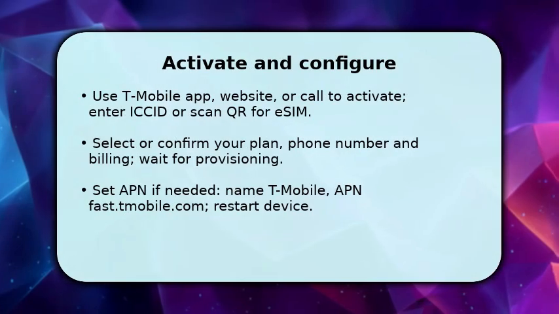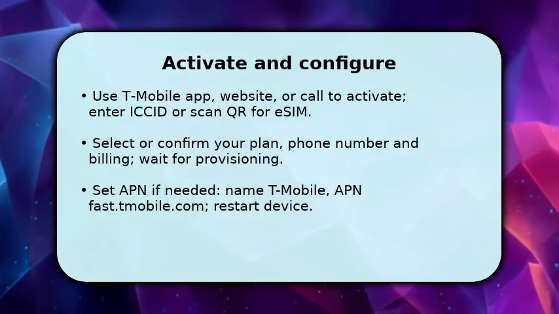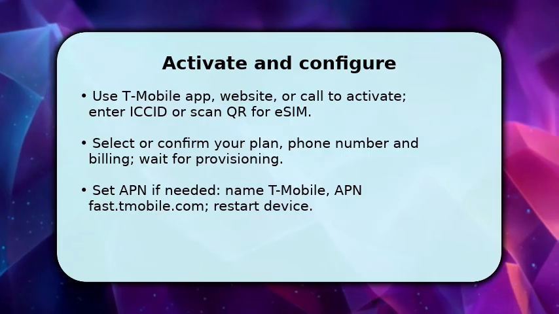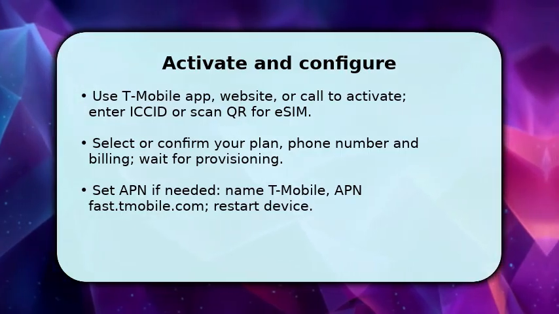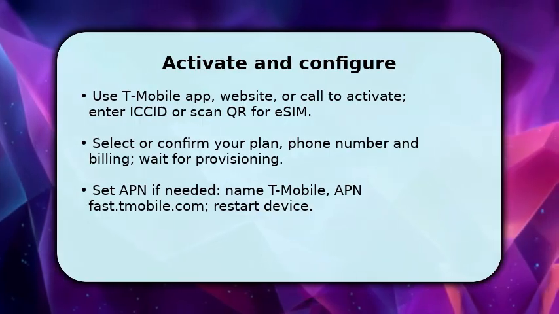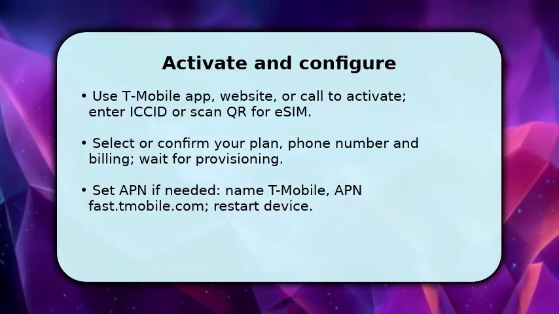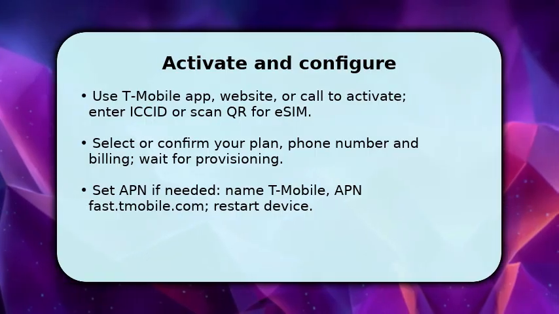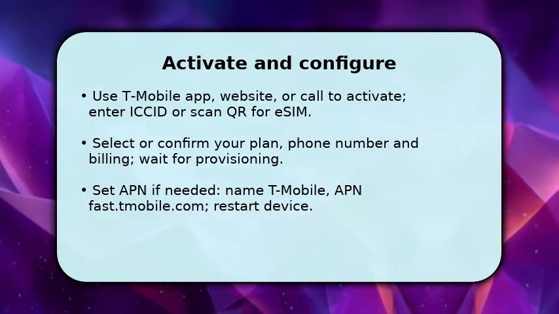Once the phone boots, open the T-Mobile activation flow in the app or website and enter the ICCID or scan the QR code if you're using eSIM, because the carrier needs that identifier to provision service. Make sure you select the correct plan and billing details so the number links to your account.